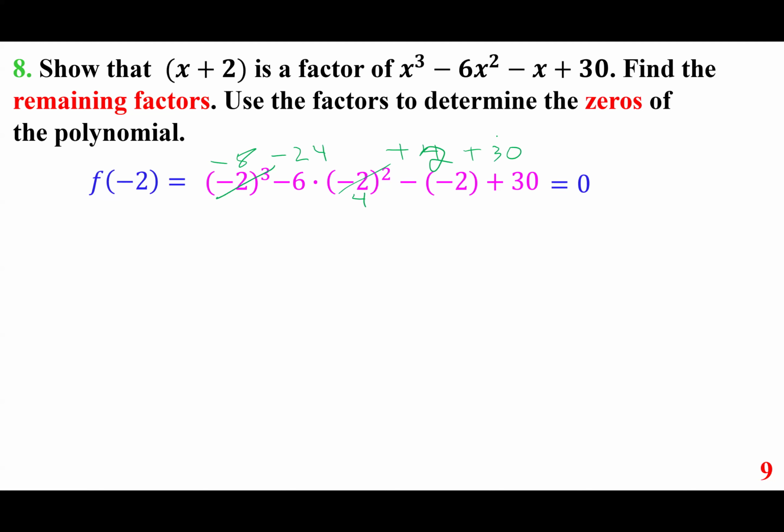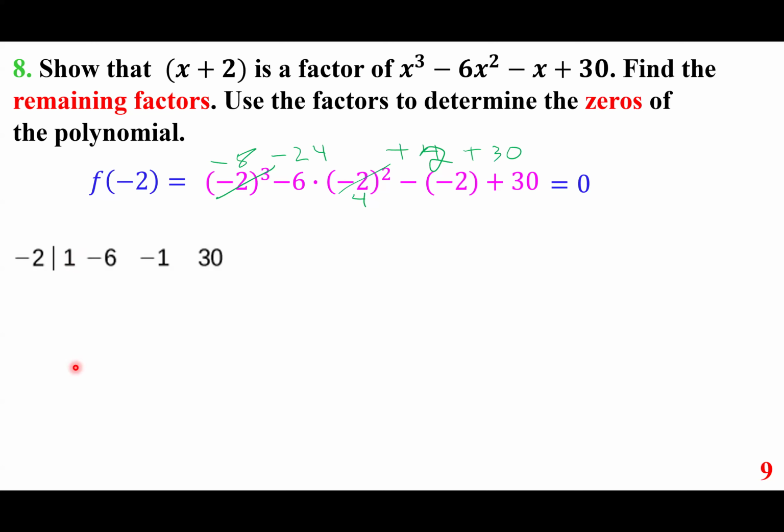So we can quickly divide this one by this one. And because this is degree 3, this is degree 1, the result will be degree 2, or quadratic. And then we can do either factoring or the quadratic formula. So we are going to do the synthetic division. We're going to write 1, minus 6, minus 1, 30. Again, nothing is missing. If any of them is missing, you have to put a 0 as a placeholder.